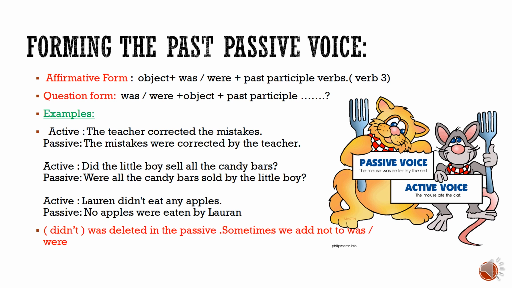Now in the affirmative sentence, you have to remove the object from the last part of the sentence and put it at the first part of the sentence. Then after writing the object you have to add was or were, depending on whether the object is singular or plural. And after was or were you have to add the past participle verb, which is what we call verb 3.